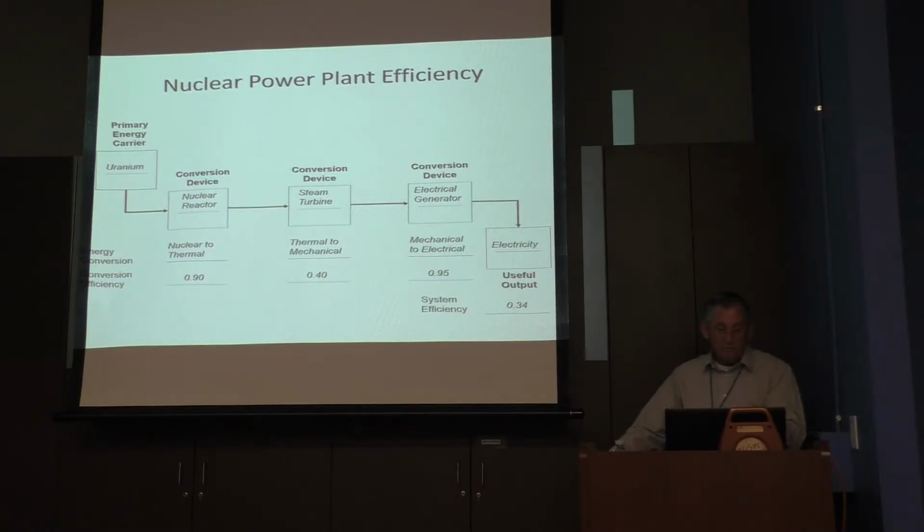And of course, the steam turbine and electrical generator are the same as we used in the last case for the coal-fired power plant. So when we put those numbers in, we finally find that the electricity generating efficiency is about 34%.